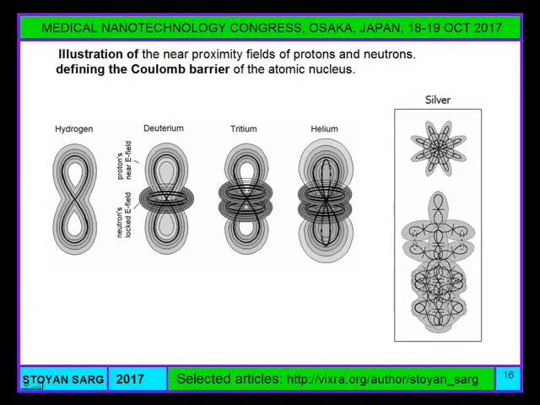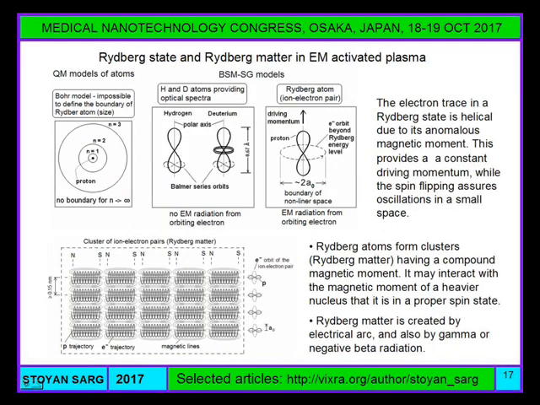This slide illustrates how the near proximity electrical fields of protons and neutrons, shown in a gray color, define the Coulomb barrier of the atomic nucleus. It is interesting to see the configuration of the neutral atom known as Rydberg state. In the Bohr model of hydrogen, shown at the upper left corner, there is not a change of the shape of the electronic orbit between a normal and a Rydberg state.